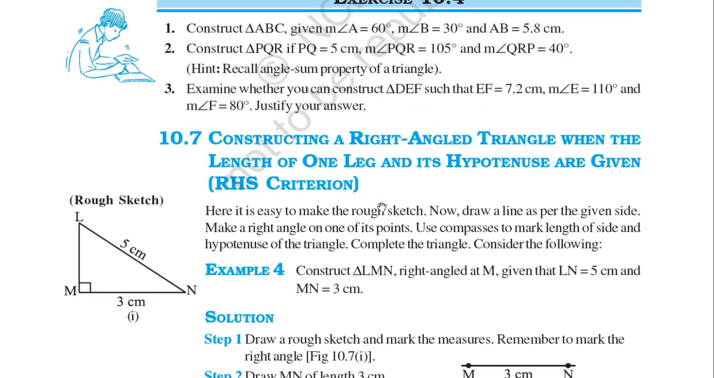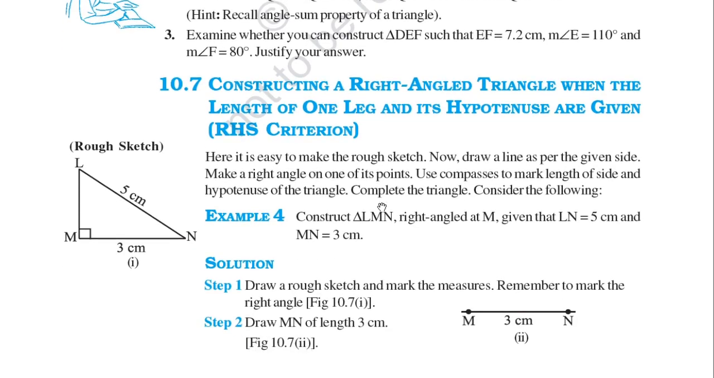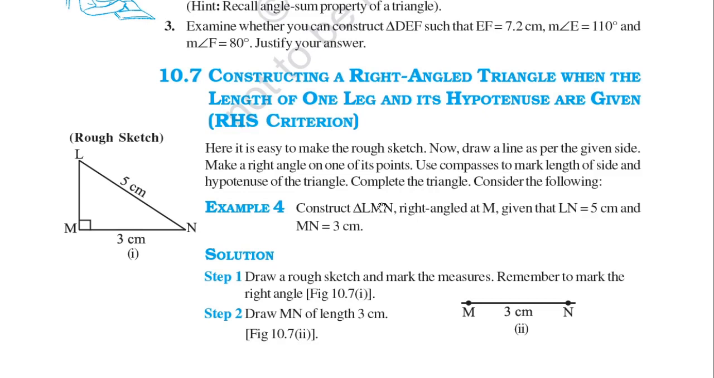10.7, constructing a right angle triangle when the length of one leg and its hypotenuse are given. RHS criterion. So you can see it is easy to make the rough sketch. And now draw a line as per the given side. Make a right angle at one of its points. Use compasses to mark the length of the side and hypotenuse of the triangle. Complete the triangle.